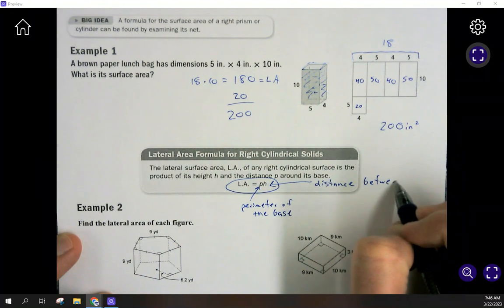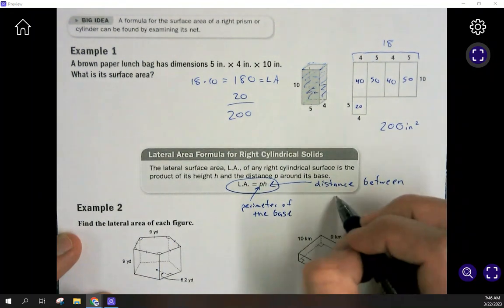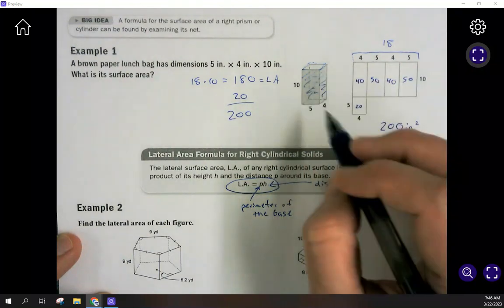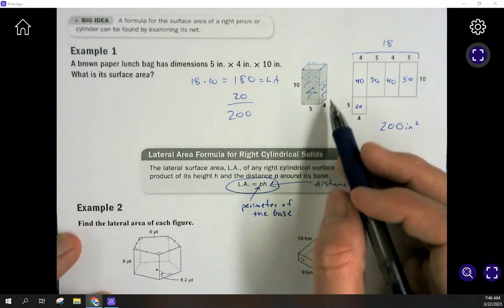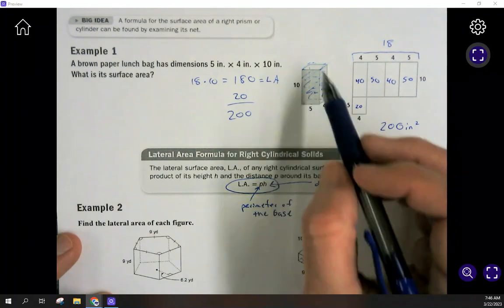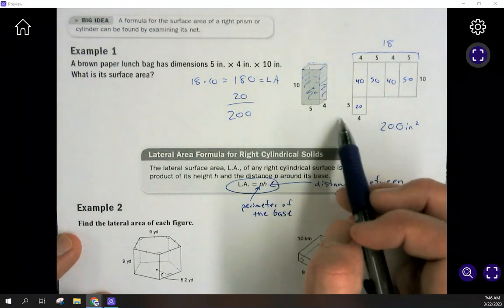Sometimes these are going to be sitting sideways, and the height might not go from the top to the bottom. If I lay this on its side, it would still have the same measurements. Okay, it's not always top to bottom. So find the two bases. Those are the matching sides.